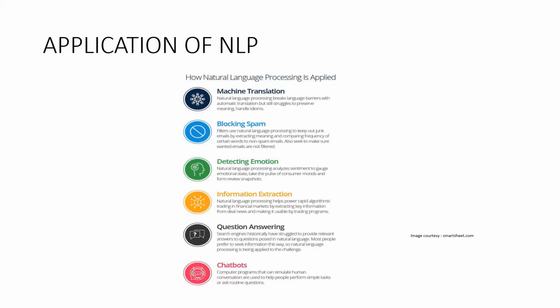Next is information extraction. Information extraction is one of the most important applications of NLP. It is used for extracting structured information from unstructured or semi-structured machine-readable documents. Natural language understanding, NLU, converts a large set of text into more formal representations such as first-order logic structures that are easier for the computer program to manipulate.